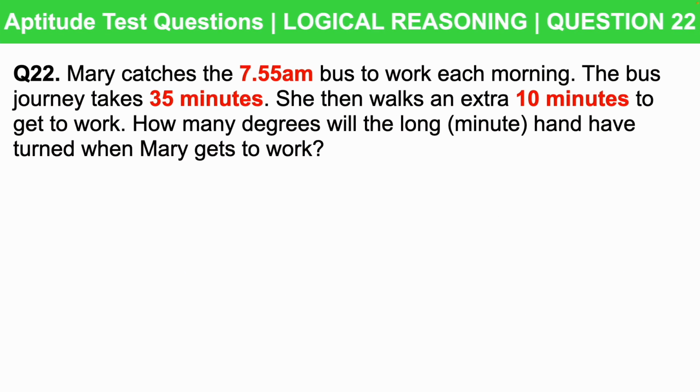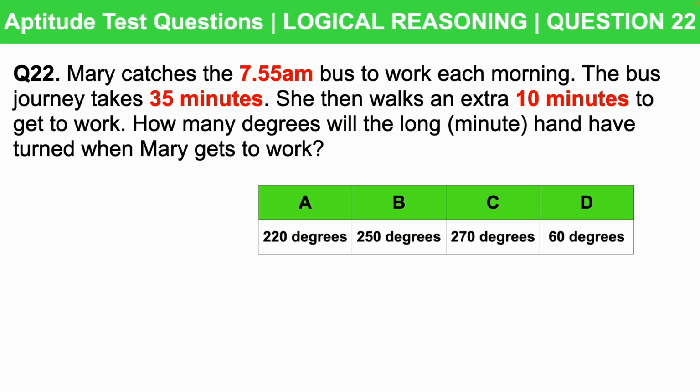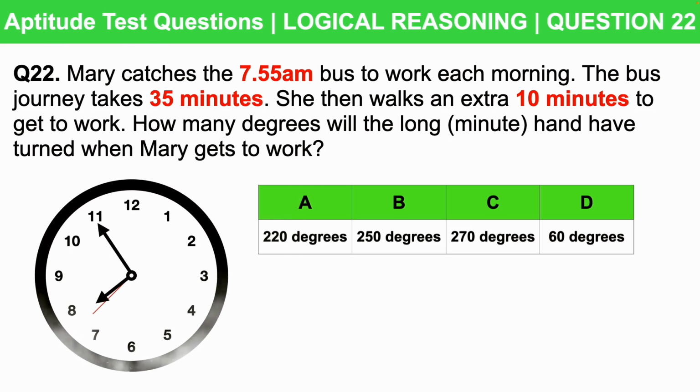So question 22, Mary catches the 7:55 a.m. bus to work each morning. The bus journey takes 35 minutes. She then walks an extra 10 minutes to get to work. How many degrees will the minute hand have turned when Mary gets to work? Is it A, 220 degrees, B, 250 degrees, C, 270 degrees, or D, 60 degrees?